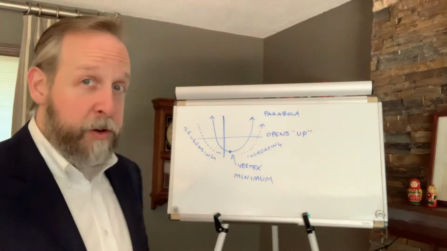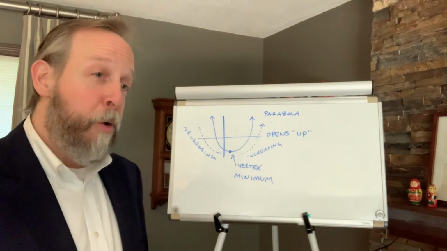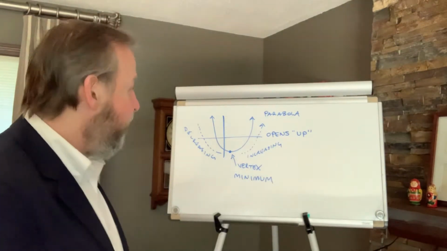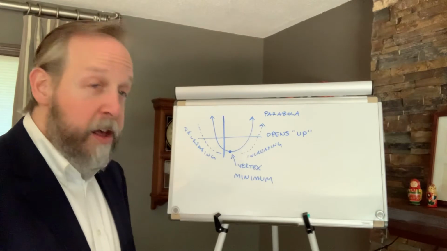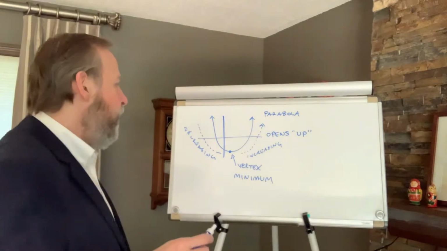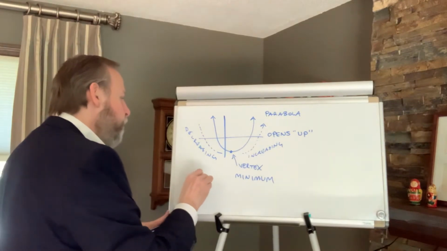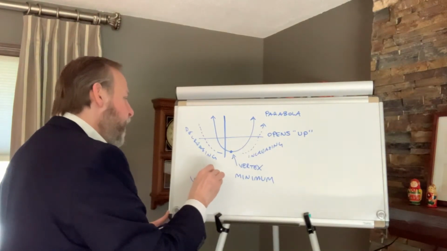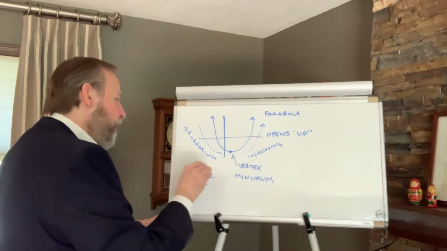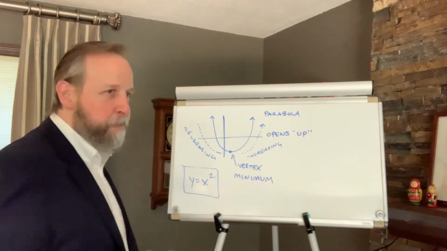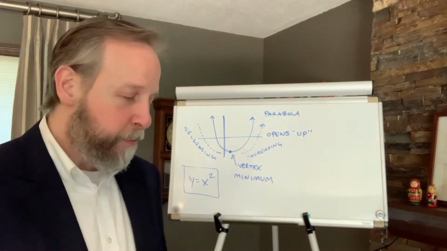The vertex, the turning point of the parabola, in an open up parabola is at the bottom, and we called it the minimum. A good example of what that might look like is just y equals x squared. We'll keep it basic. That's the basic parent function of a quadratic equation.